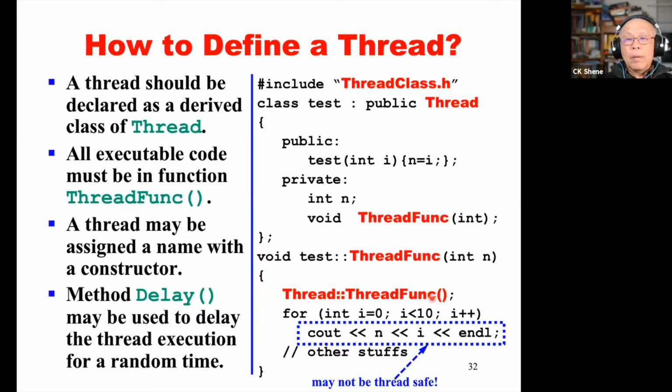So in this test class, to be run as a thread, this thread will print out 10 lines. If the initial value of n is 4, then this thread, the test thread, will print out 10 lines: 4, 0, 4, 1, and so on, until 4, 9. So a very commonly used technique in ThreadMentor in the constructor is you give that thread a name.